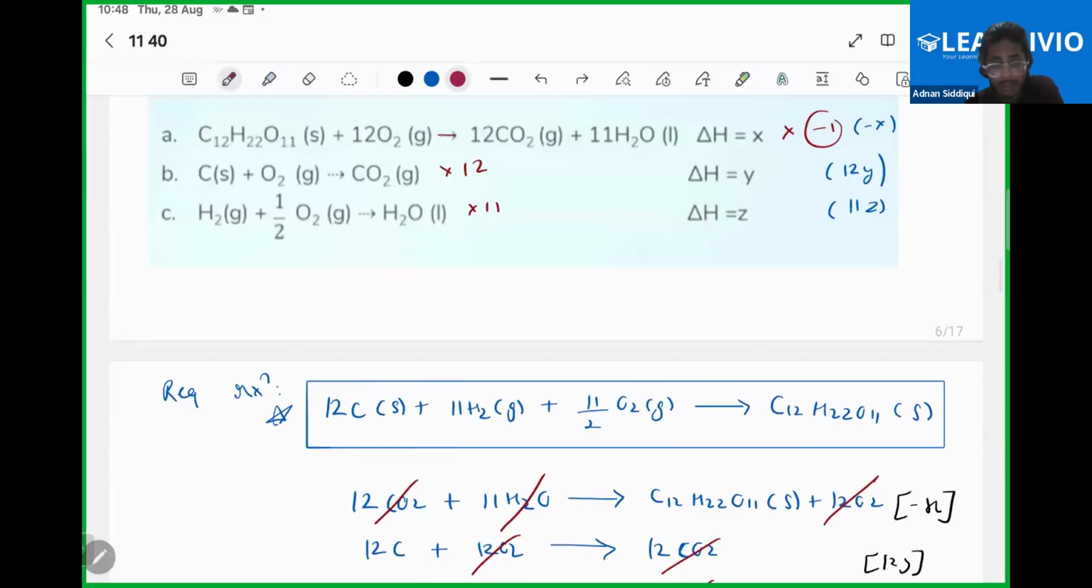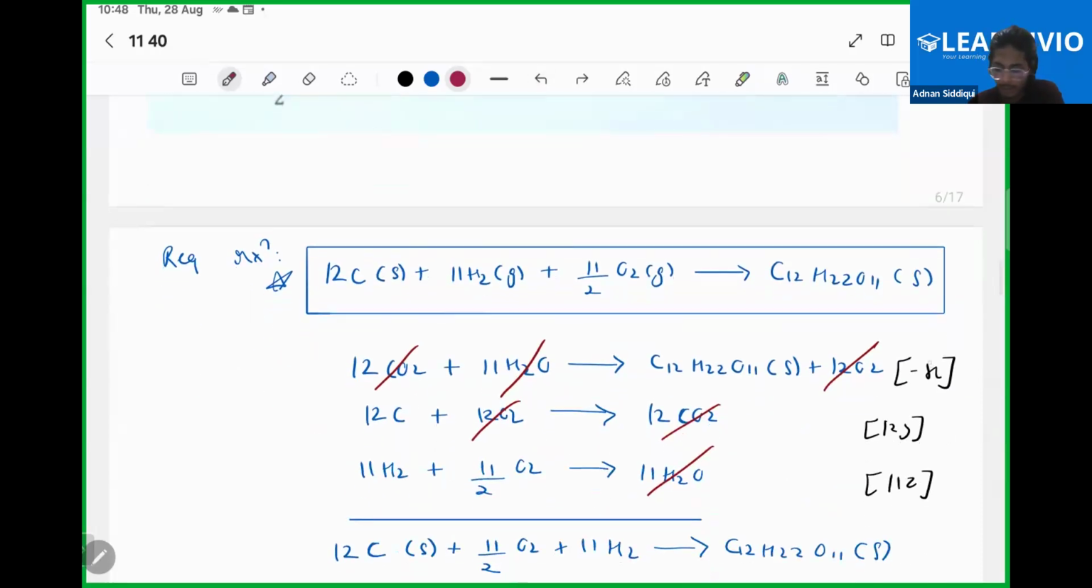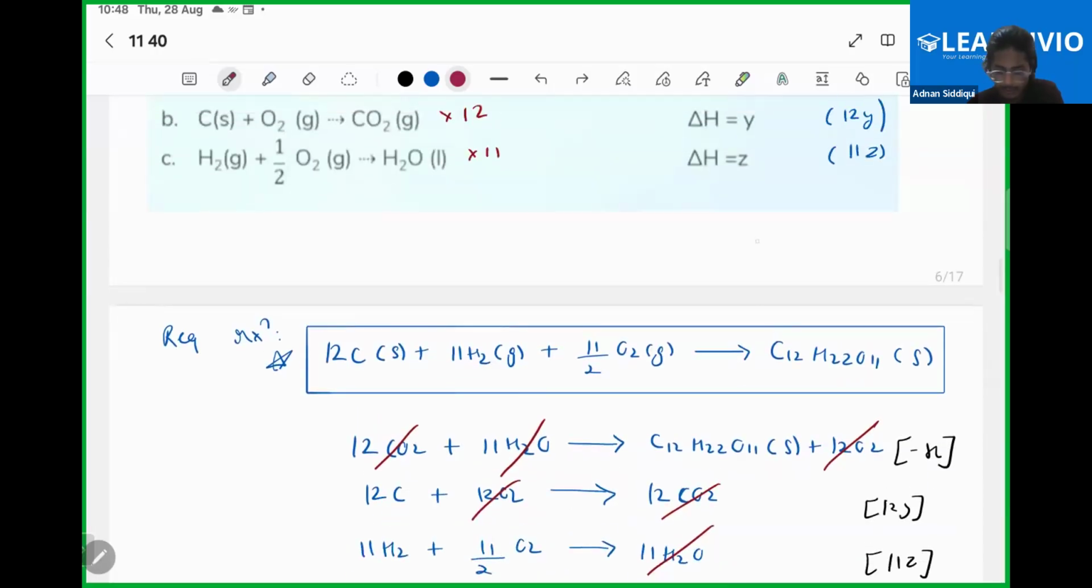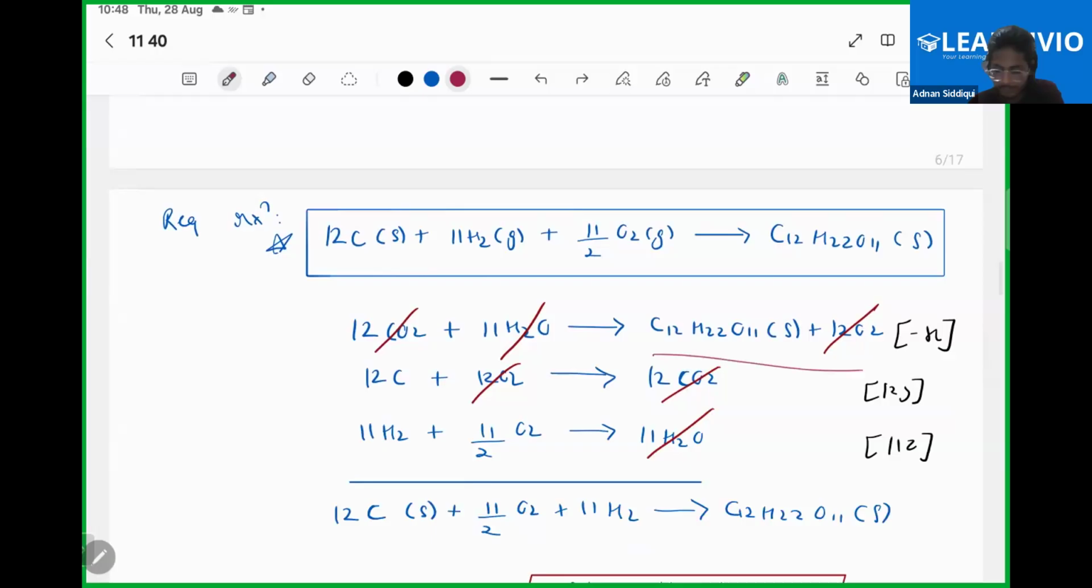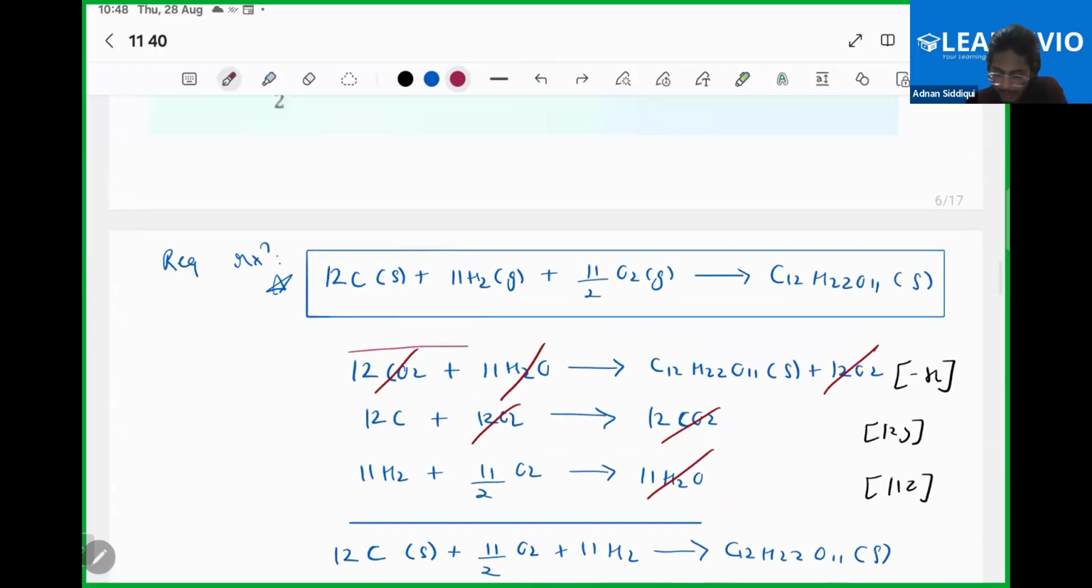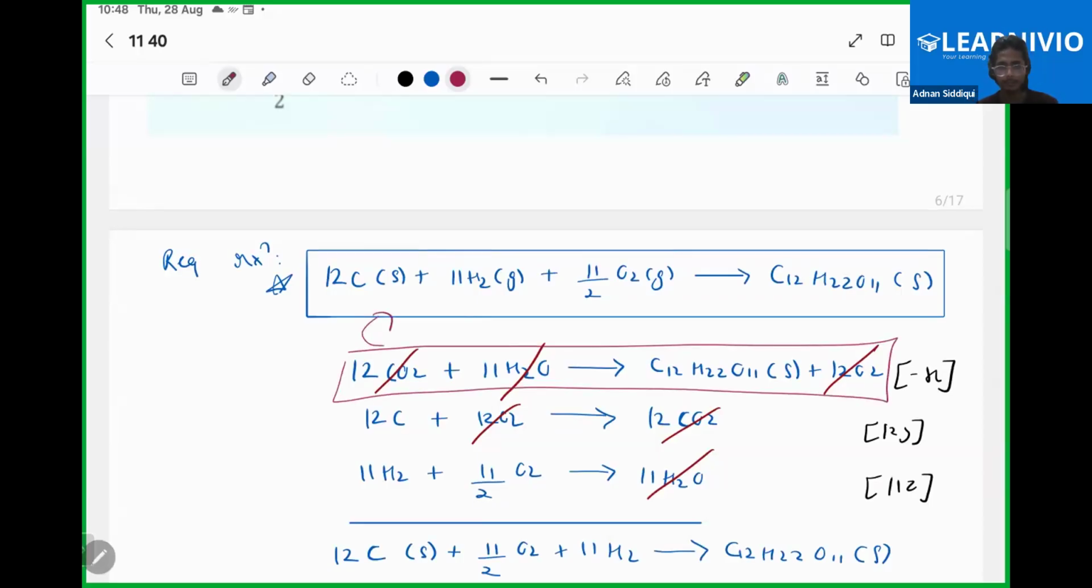Because in my net chemical reaction which I'm supposed to find, the C12H22O11 is on the right side. To get it on the right side, after multiplying equation x by minus 1, what do I get? I just reverse this and I get this one. Is this the equation? Not yet. We have to do some more tweaking.